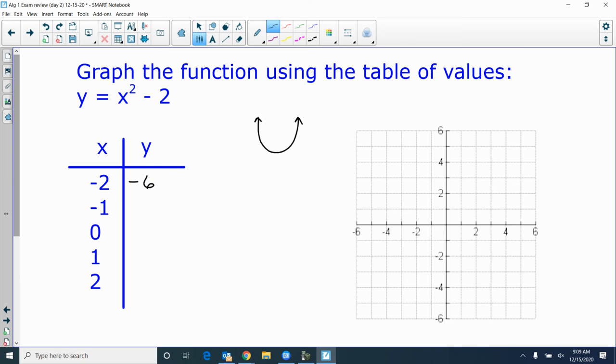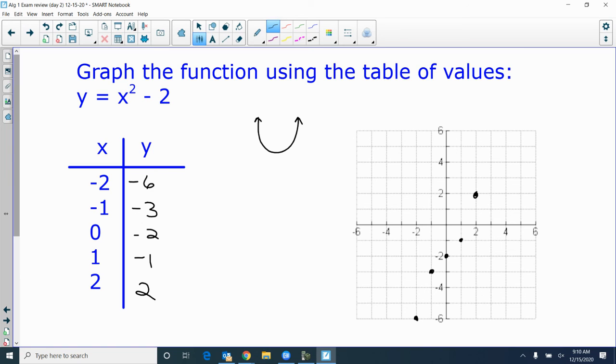Then what? -3, and then what? -2, okay? Then what? -1, and 2. Okay, so if I graph that: -2, -6, -1, -3, 0, -2, 1, -1, and 2, 2. Is that a U? Okay, now you gotta figure out what you did wrong.